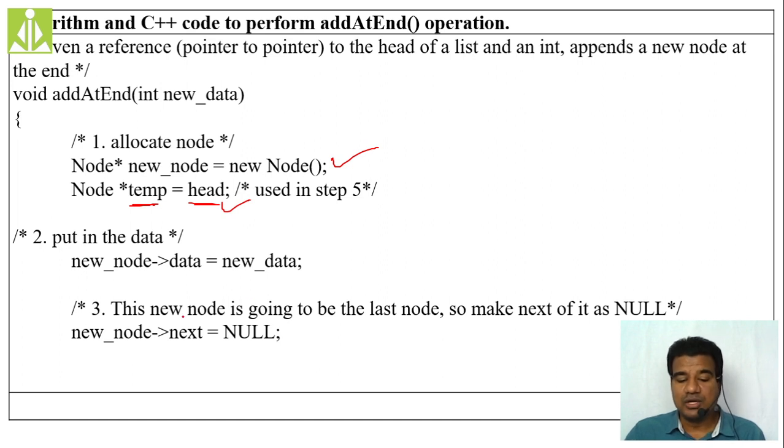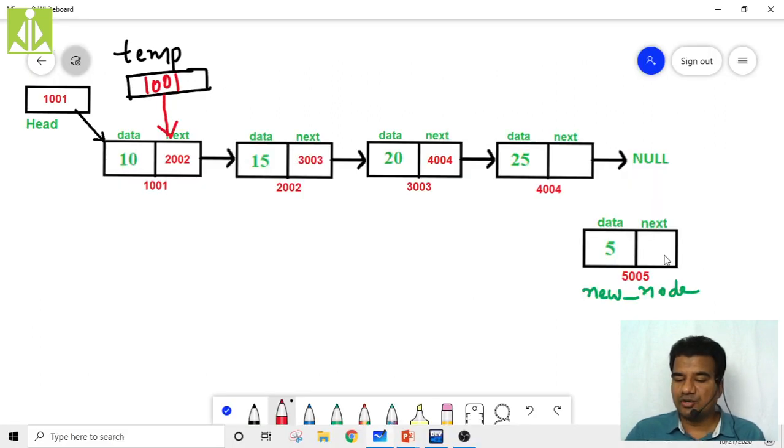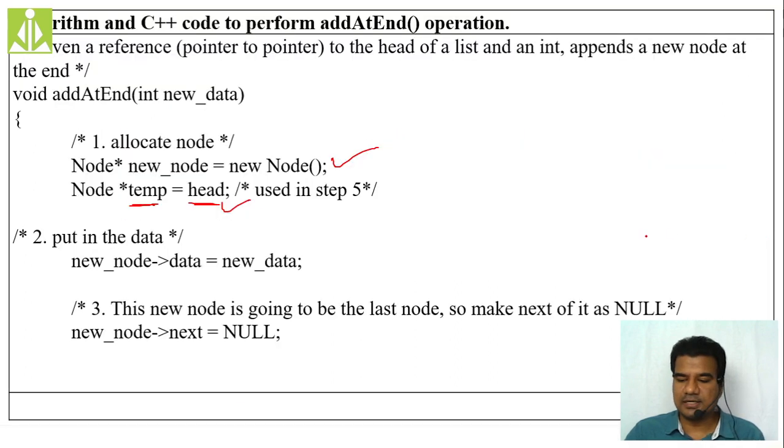Then what we have to do? The new node is going to be the last node, so make next of it as null. This node is going to be the last node because we are inserting this node at the end location, isn't it? So make new node of next as null. Make this as null. That is the third step we are doing here.